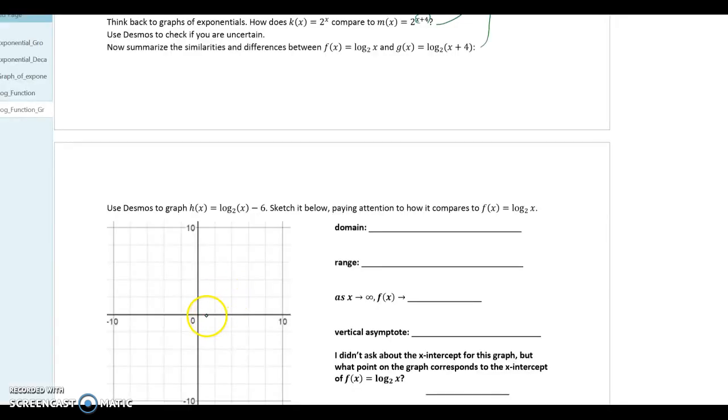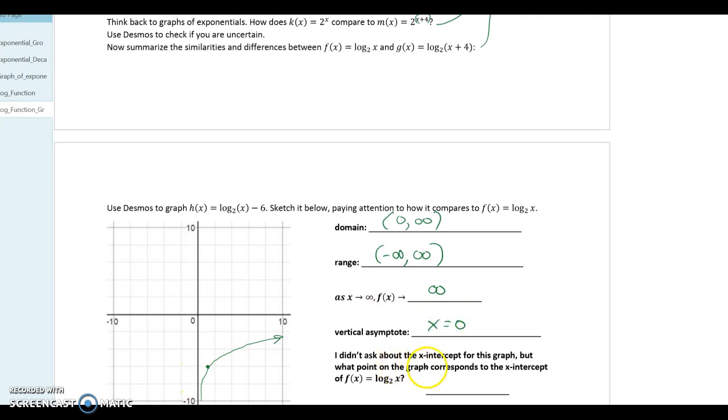So we can see here the original one crosses at 1. It's down at 2, 4, 6. That's where it's crossing, and it's going to be up there like that. Our domain, we didn't move it left or right, so the furthest left it goes is 0. Furthest right it goes is infinity. Range, it goes all the way down to negative infinity, still all the way up to positive infinity. As the x goes out to infinity, this graph will eventually go up to infinity as well. Vertical asymptote remains still at x equals 0.